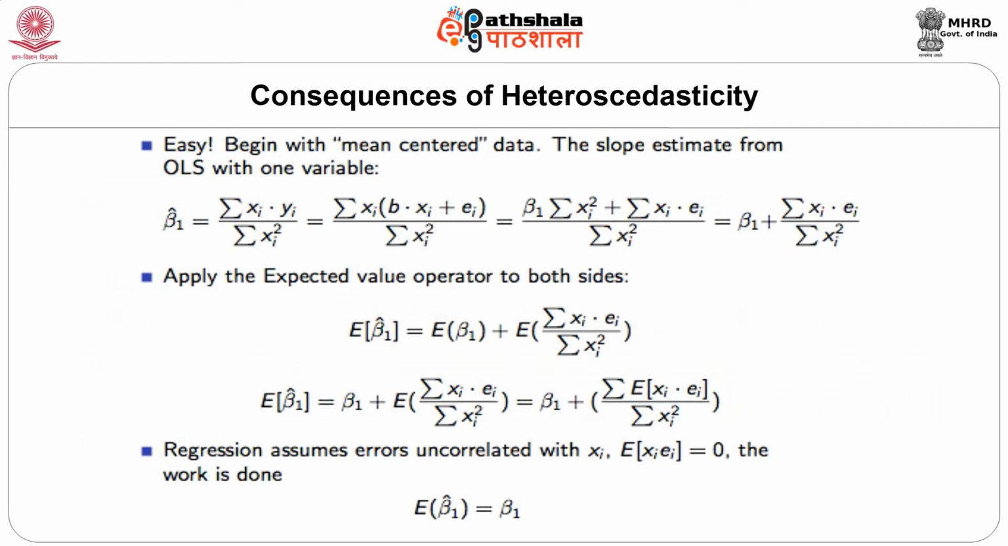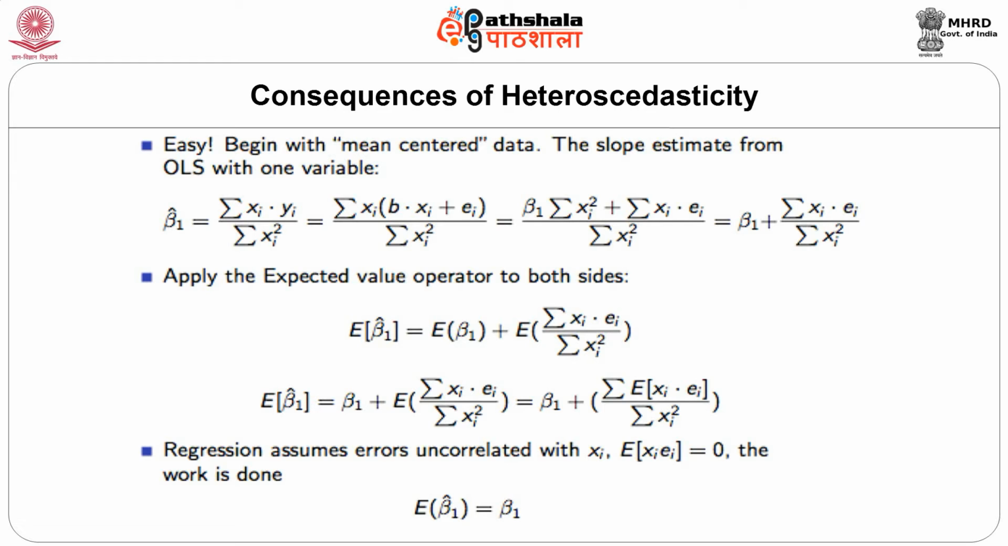We will begin this proof by writing the expression of the OLS estimator of beta in terms of the sample observations xi and yi. Suppose we have a simple linear regression model written as yi equals beta naught plus beta 1 xi plus ei. In this case, the OLS estimate of the parameter beta 1 is given by beta 1 hat equals summation xi yi divided by summation xi square.